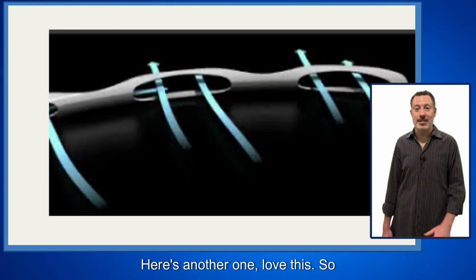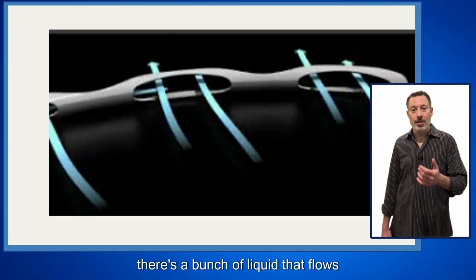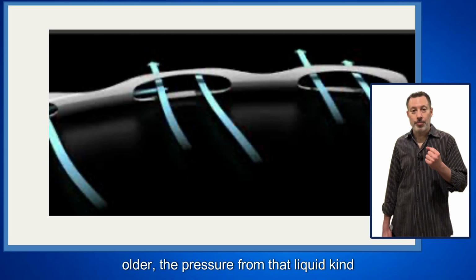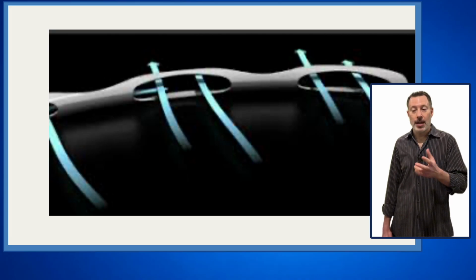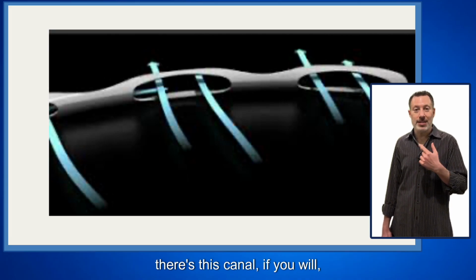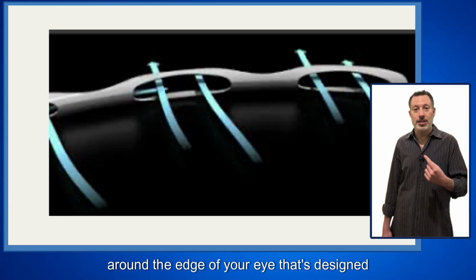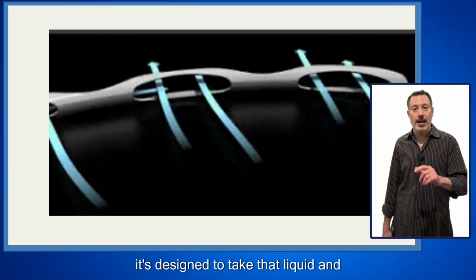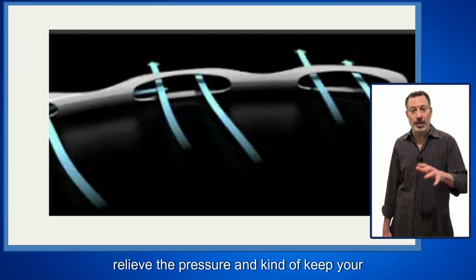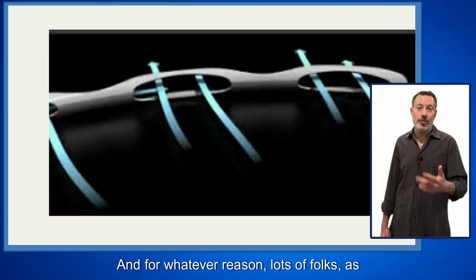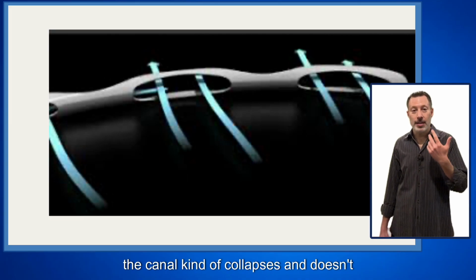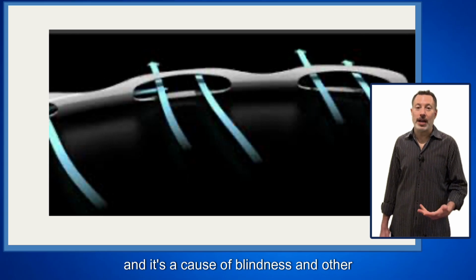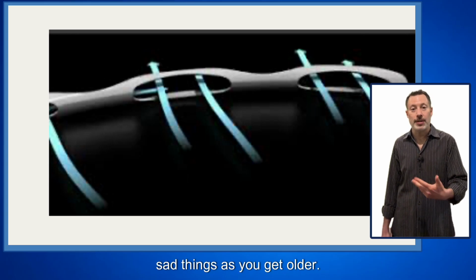Here's another one. Love this. So in your eye, there's a bunch of liquid that flows around. And in a lot of folks, as you get older, the pressure from that liquid kind of builds. And we think one reason that it builds is there's this canal, if you will, around the edge of your eye that's designed to drain those liquids. It's called Schlemm's canal. And it's designed to take that liquid and relieve the pressure and kind of keep your eye washed over. And for whatever reason, lots of folks, as you get older, the canal kind of collapses and doesn't work, meaning eye pressure goes up. And it's a cause of blindness and other sad things as you get older.